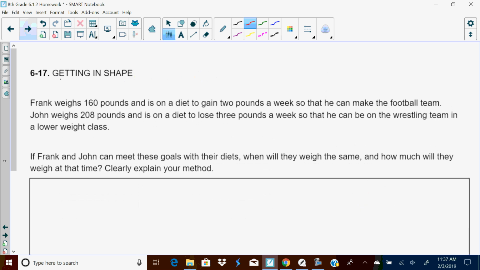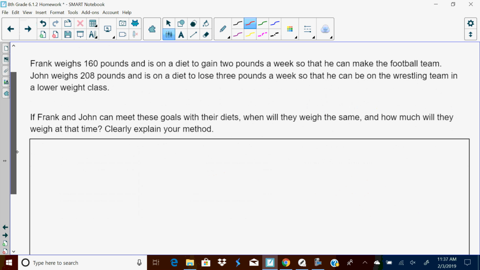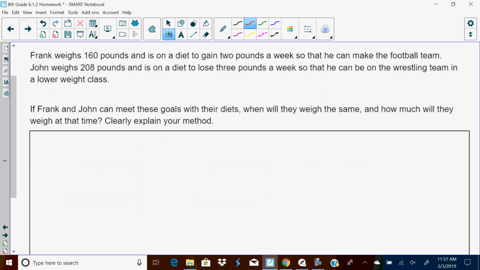Problem 17, Frank weighs 160 pounds and is on a diet to gain 2 pounds a week so he can make the football team. John weighs 208 pounds and is on a diet to lose 3 pounds a week so he can be on the wrestling team in a lower weight class. If Frank and John can meet these goals with their diets, when will they weigh the same? How much will they weigh at the time?